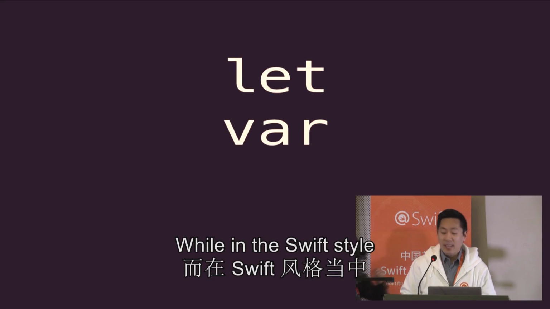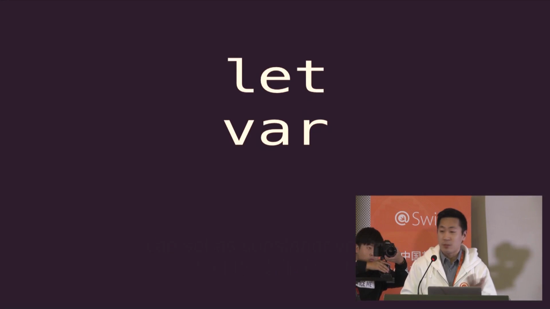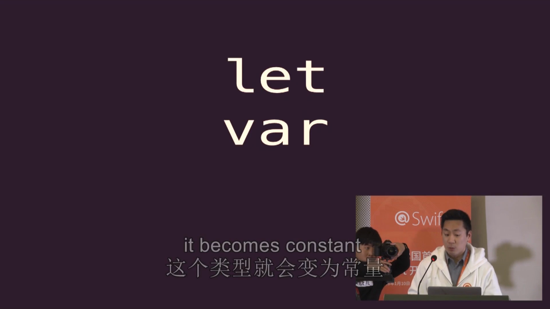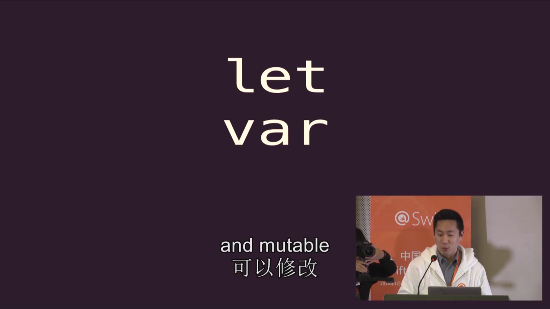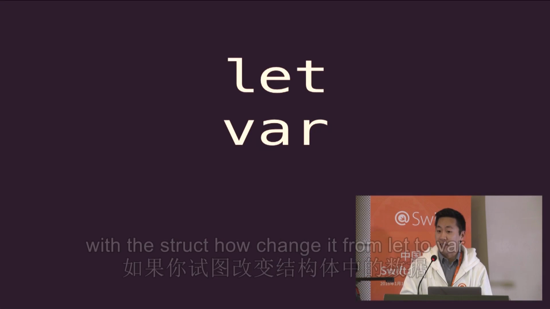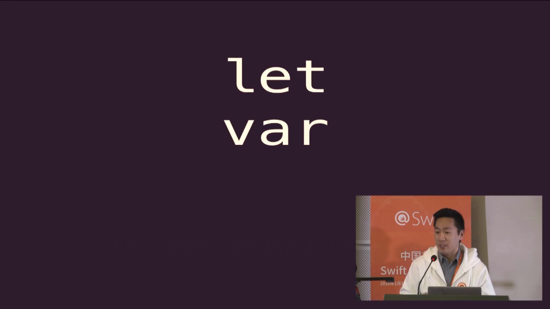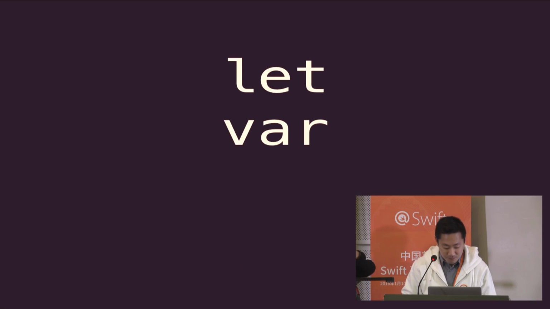Whereas in the Swift style, any named type you can set as constant or variable. So you declare it with let, it becomes a constant and immutable. You declare it with var, and it becomes variable and mutable, if I said that right. And again, you saw in Chris's demo with the structs how changing it from let to var, the compiler will give you some hints if you try to change it and it doesn't like it.